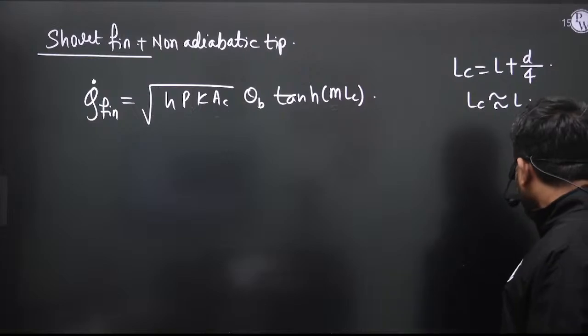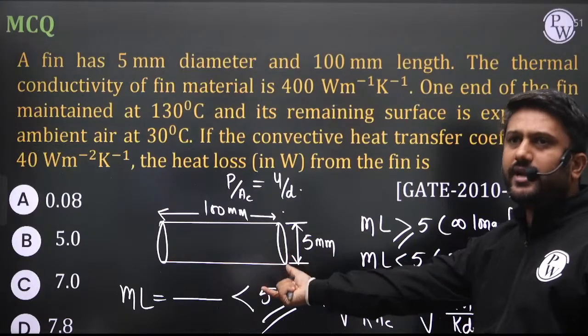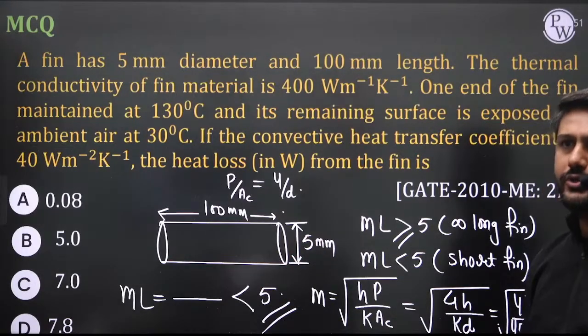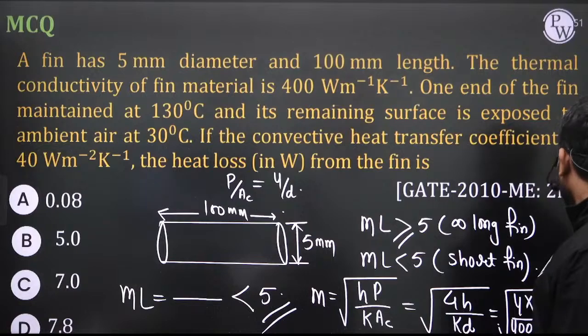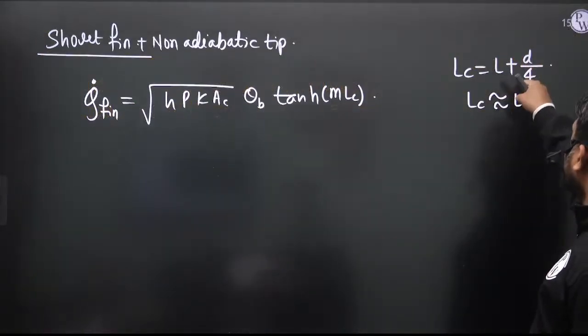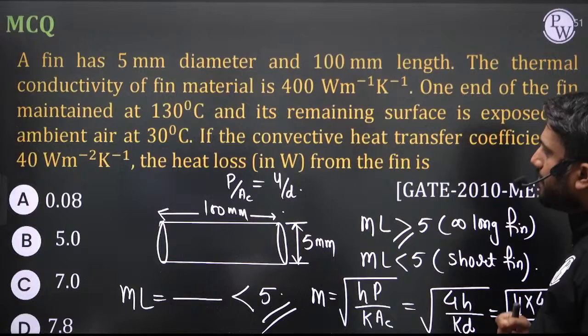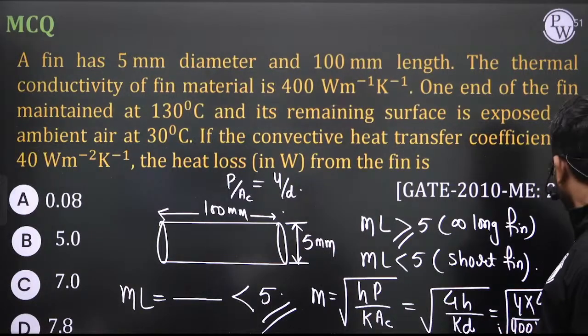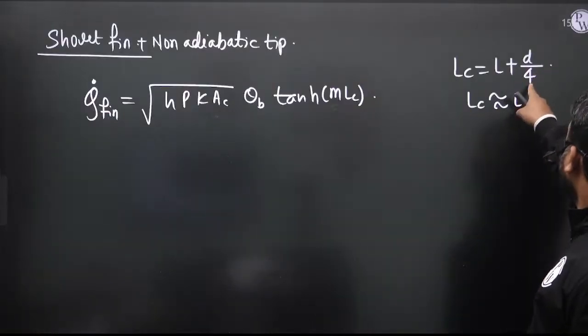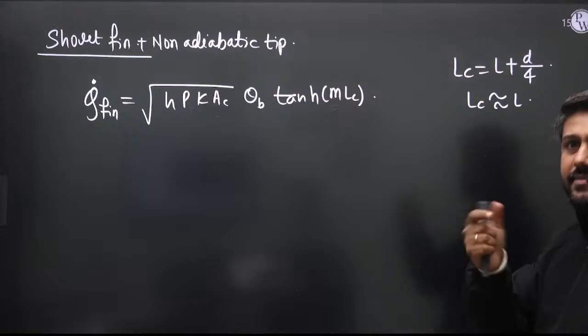So you can use the mL value that you got, no issue. Because Lc is L plus D by 4, the D is 5 mm, so this is 5 by 4, and L is 100 mm. So Lc is approximately equal to L.